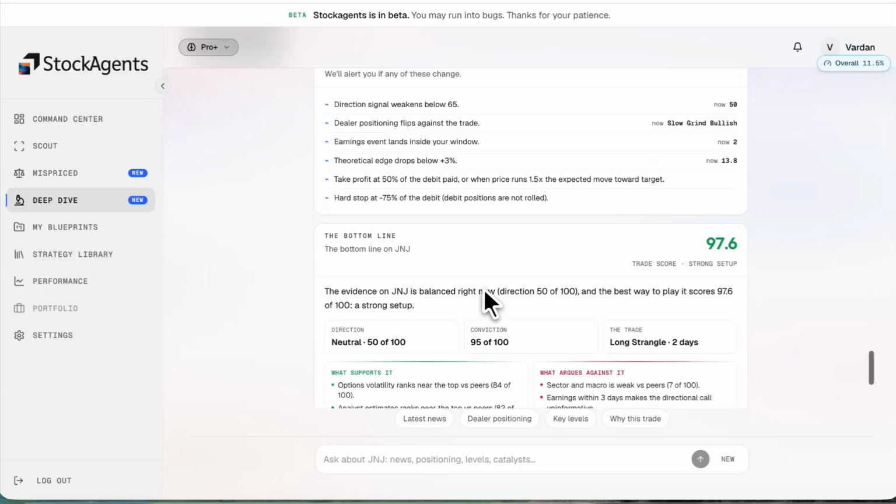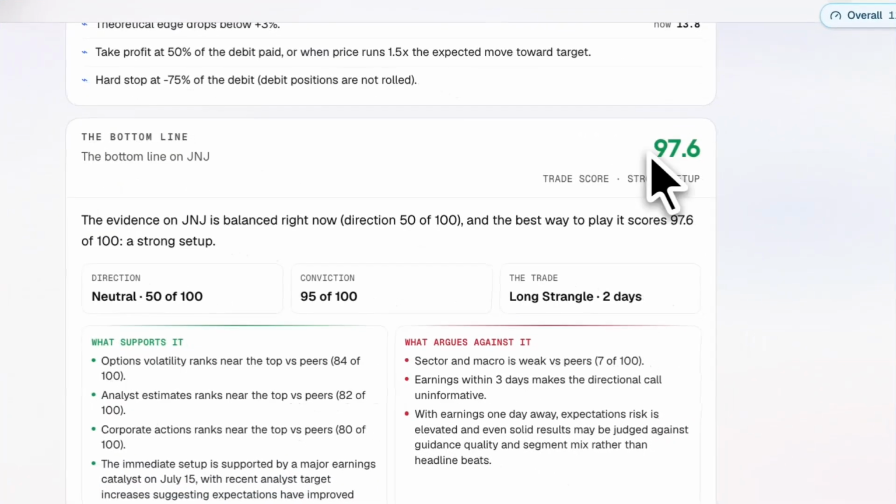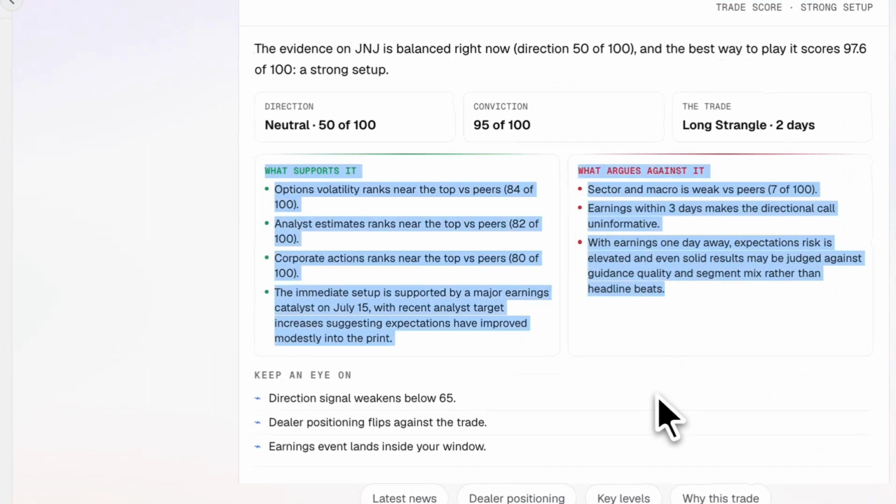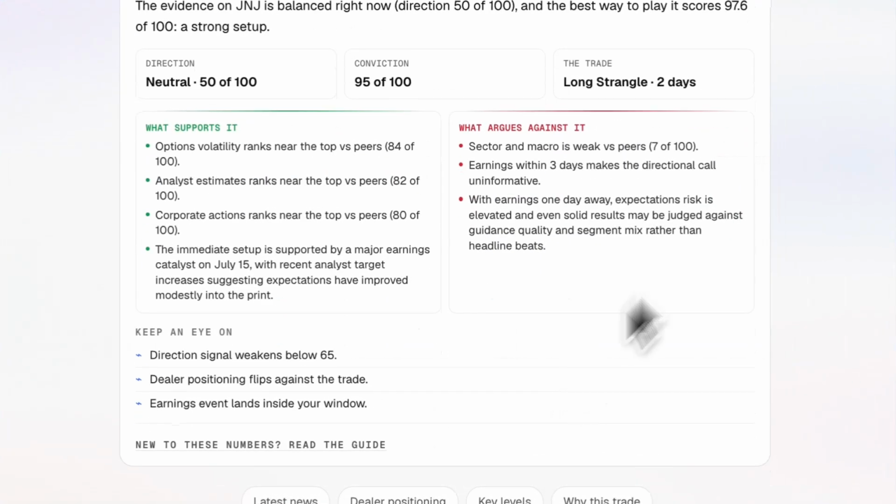What supports it? Volatility ranks near the top versus peers. Analysts estimate strong, a hard catalyst in 2 days. What argues against it? Weak sector and macro, and expectations risk into the print, where even solid results can get judged against guidance. Then the exit triggers, each one live.